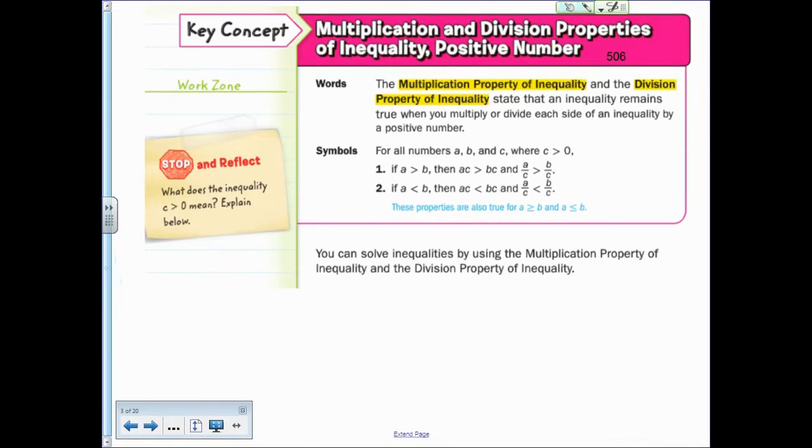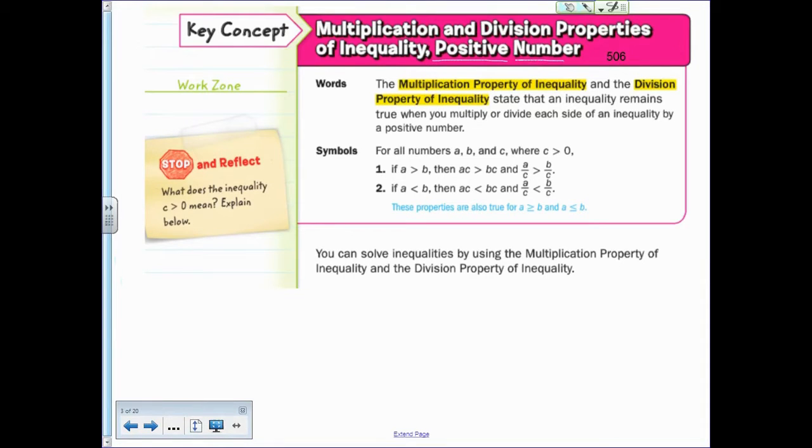All right, today we are going to be looking at solving one-step inequalities using multiplication and division. And you're going to find at first this seems very much like solving equations with multiplication and division. And it is, in a way, the same process. So let's first take a look at page 506 where it says multiplication and division properties of inequalities.